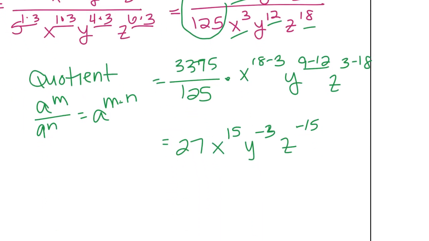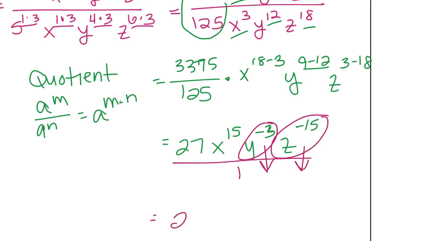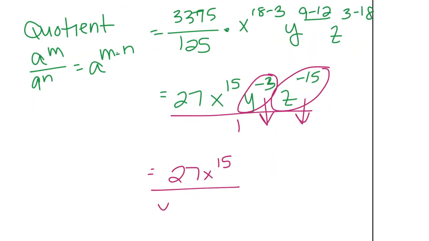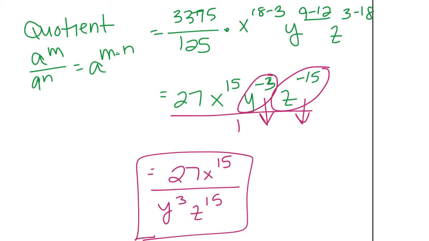So last but not least, I need to make sure all my exponents are positive. So I have really over 1. So this guy's negative, he's going to fall to the bottom. And so is this guy. He's going to fall to the bottom. So it's 27 x to the 15th over y to the positive 3 and z to the positive 15th.